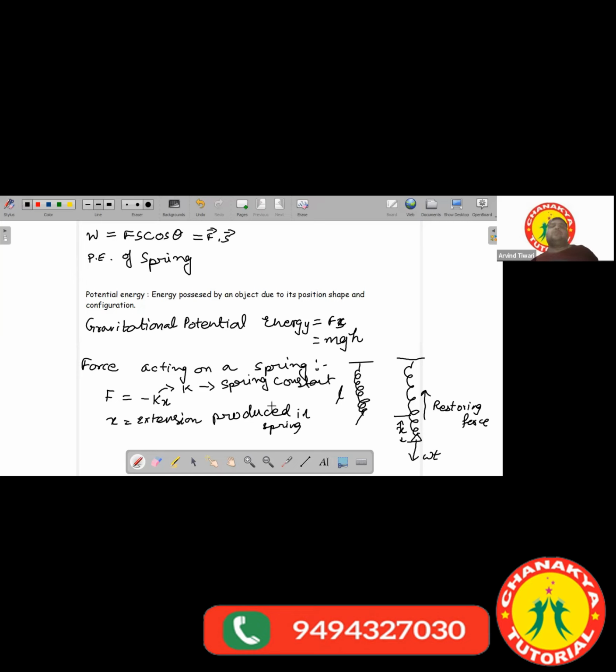The spring constant depends on the material of the spring, on what spring is being used for the extension, and on the thickness of the spring. So these are the geometry of the spring on which the spring constant depends. So it is constant for a given spring, and different for different springs.